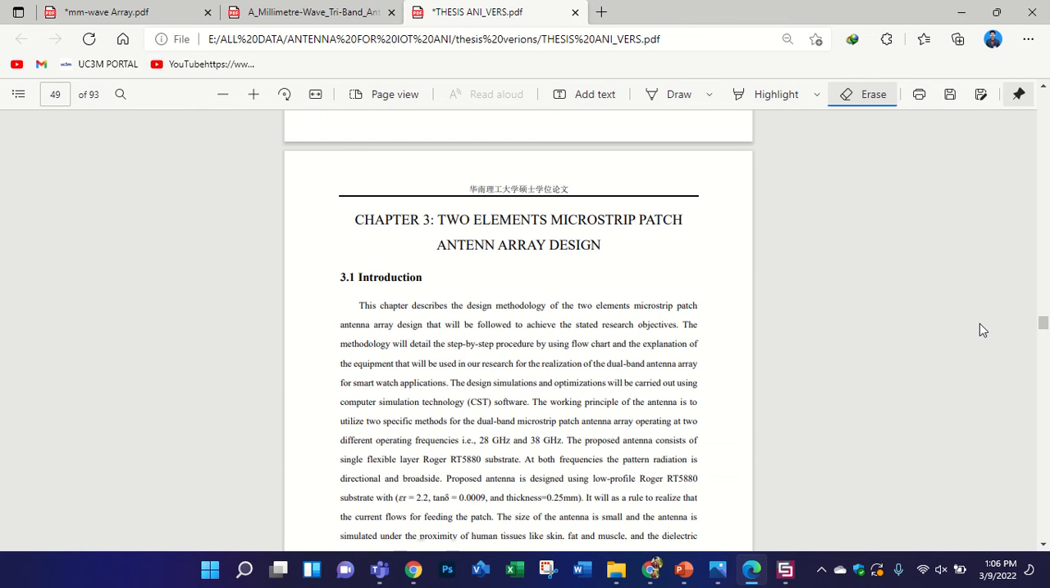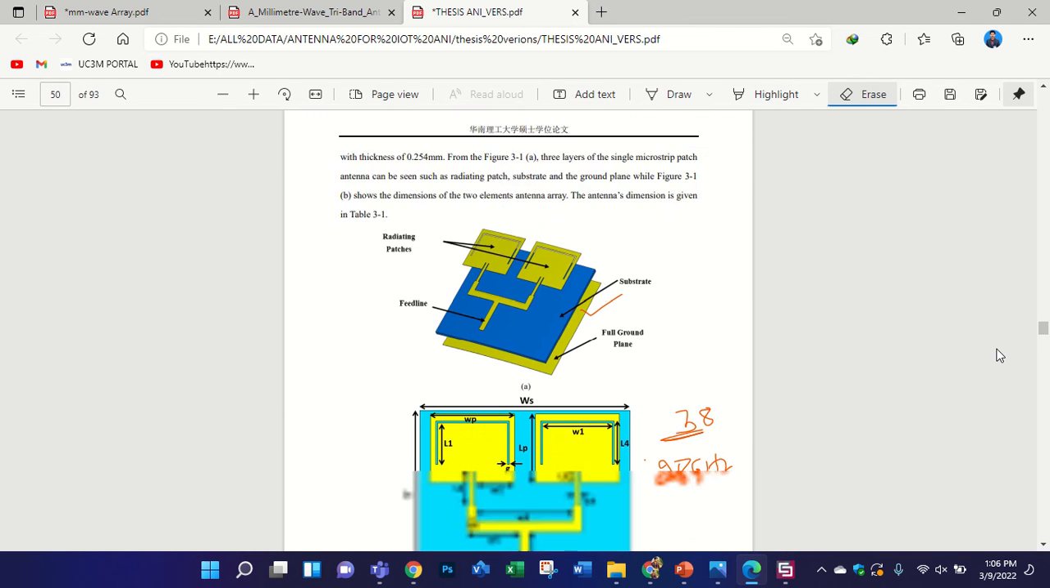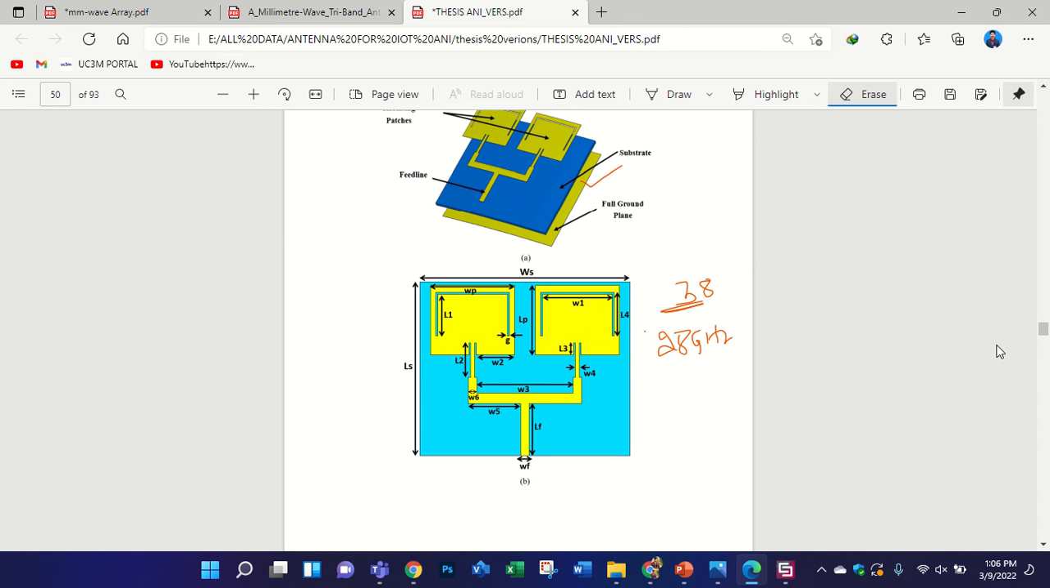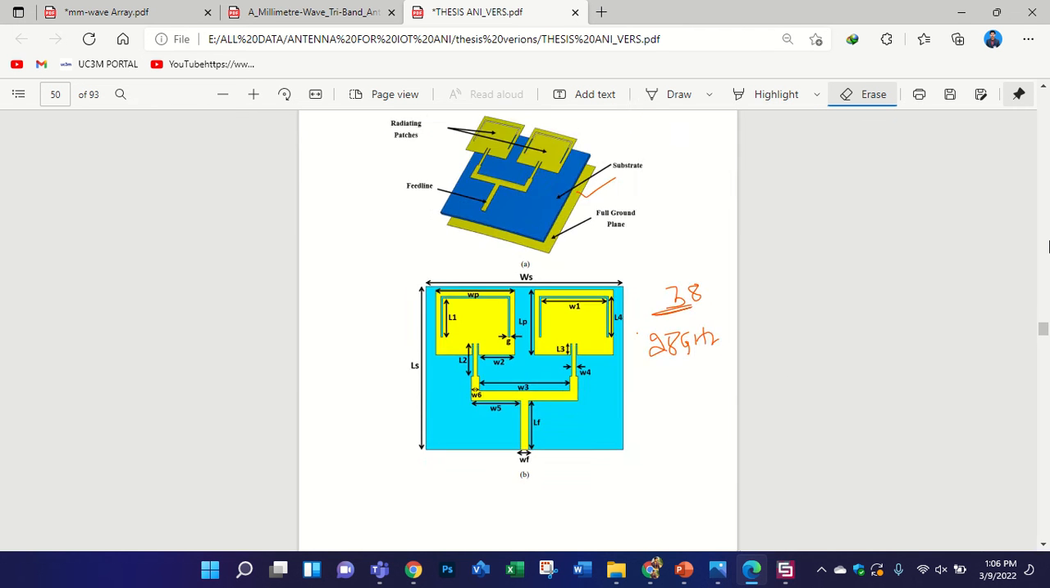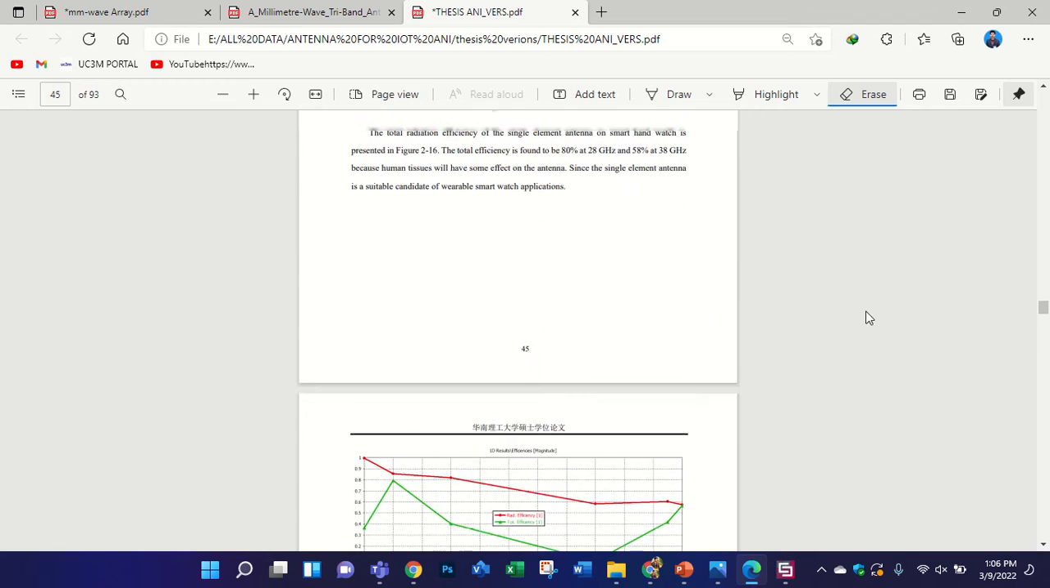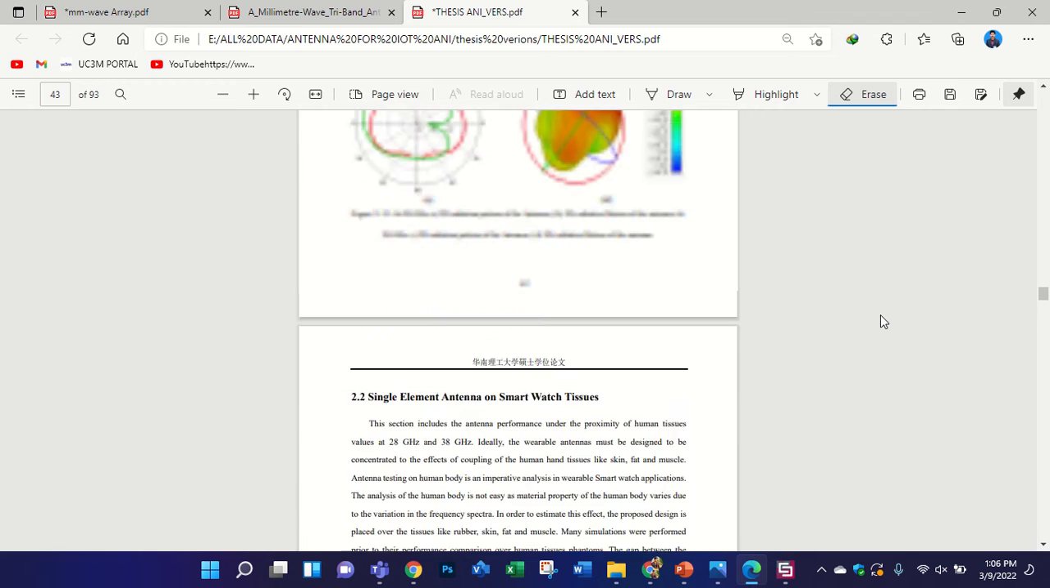Actually, it depends on you. You have to simulate an antenna multiple times. As I told you, first you need to check the surface current. Yes, you see this surface current. Let me show the surface current. Where is the surface current?